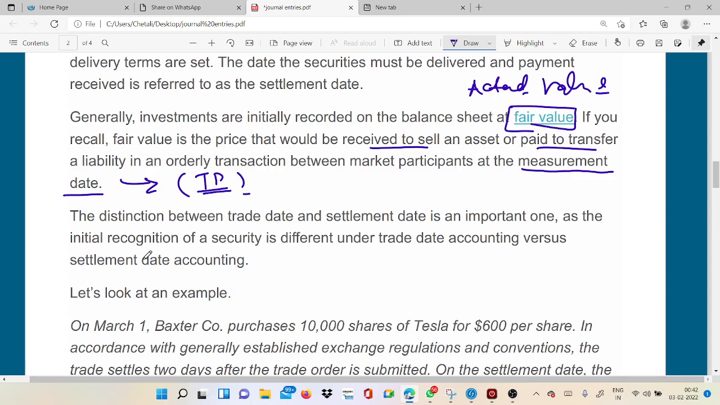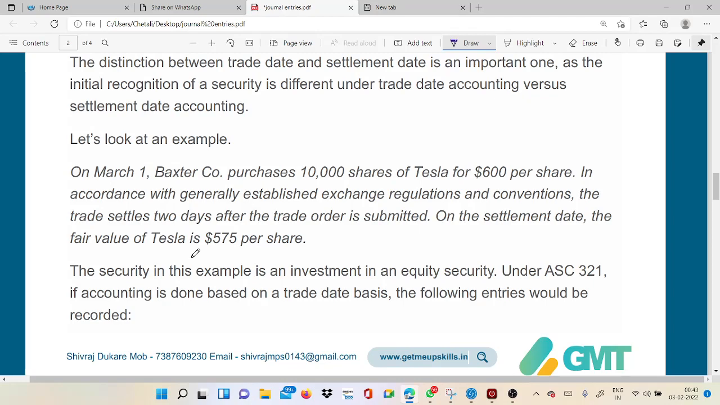Now we'll take an example to discuss in detail. On March 1, the Baxter company purchases 10,000 securities of Tesla at 600 per share. In accordance with generally established exchange regulations and conventions, the trade settles 2 days after the trade order is submitted.